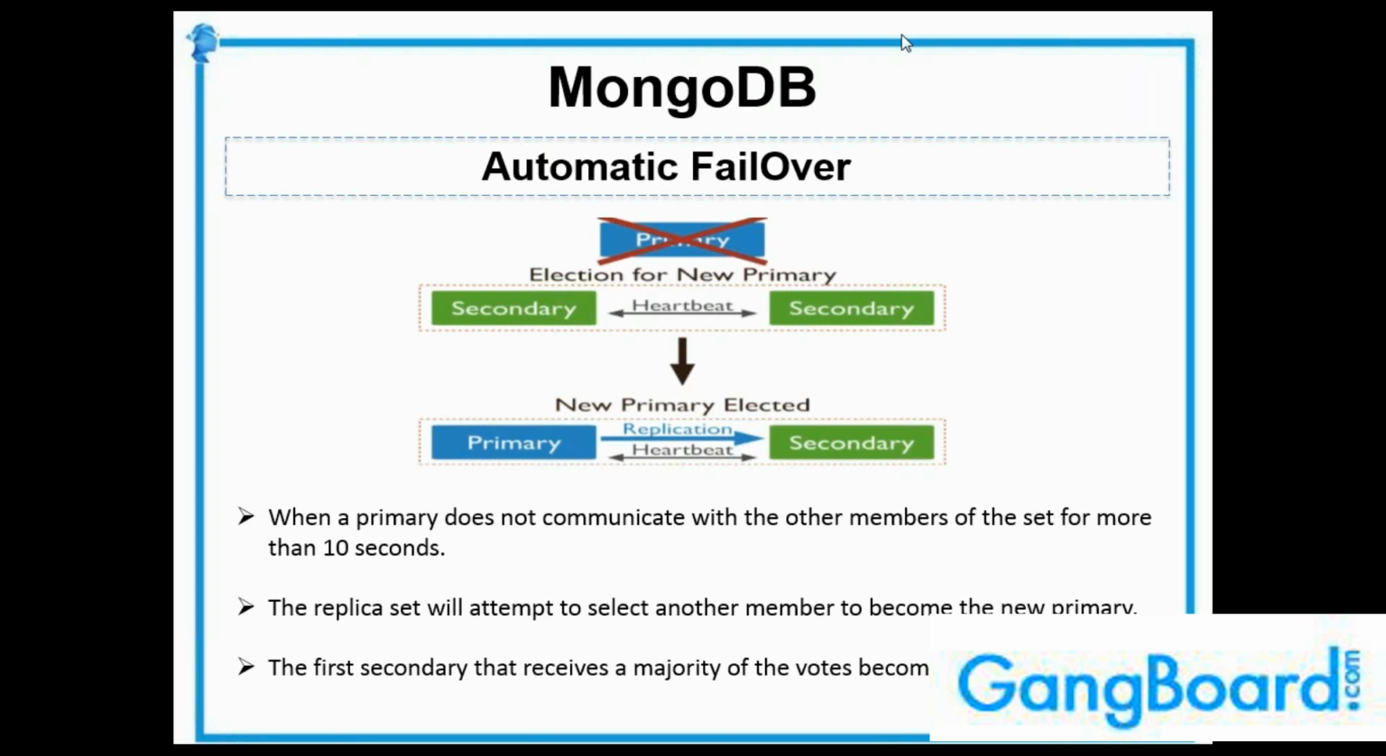Like that, it will become a primary. We cannot tell which node will automatically become primary. Within the secondaries themselves, they will elect one of the nodes as the new primary.